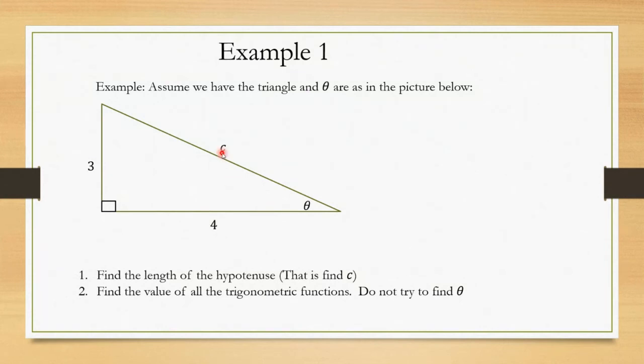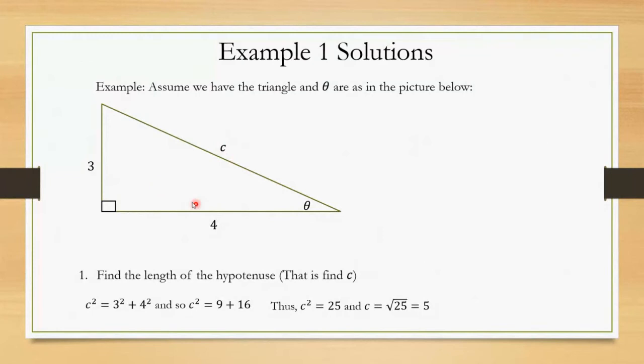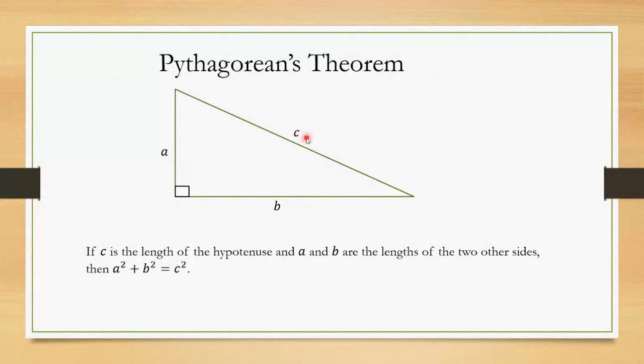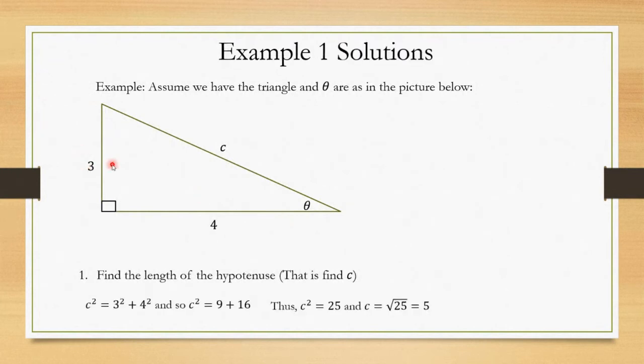Let's get the length of the hypotenuse. Well, that's just the Pythagorean theorem. For C, we know that 3 squared plus 4 squared is C squared. A and B are 3 and 4 respectively. We have C squared is A squared plus B squared. The unknown is good to put on the left side of the equation. But now we can easily get C.